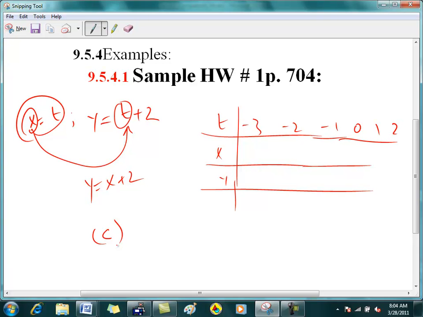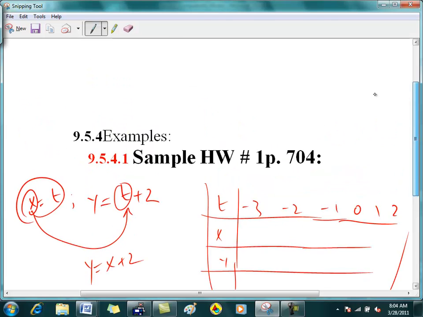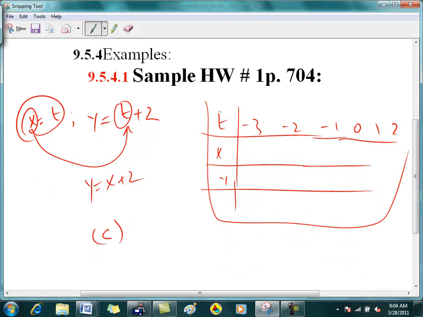It might be hard for you to recognize some of the other functions, so you might be forced into doing this parametric table. That's the way it is. You guys with me on this? Yeah?